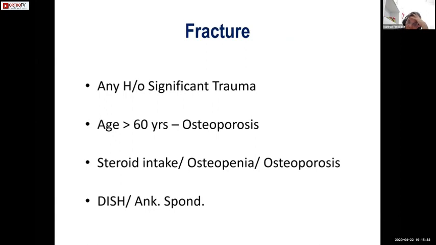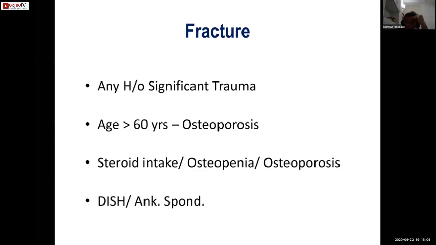In case of fracture, it's rather obvious, but do ask about significant trauma. However, in patients who are more than 60 years, there's osteoporosis, so minor trauma can also cause osteoporotic fractures. Keep that in mind, especially if they're on steroid intake, anything causing osteopenia or osteoporosis, or in patients with diffuse idiopathic skeletal hyperostosis or ankylosing spondylitis, who have background osteoporosis. So you should ask about these things, especially if you're suspecting pathological fractures or fragility fractures.